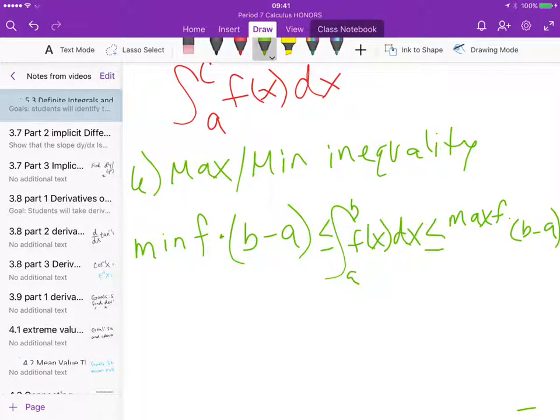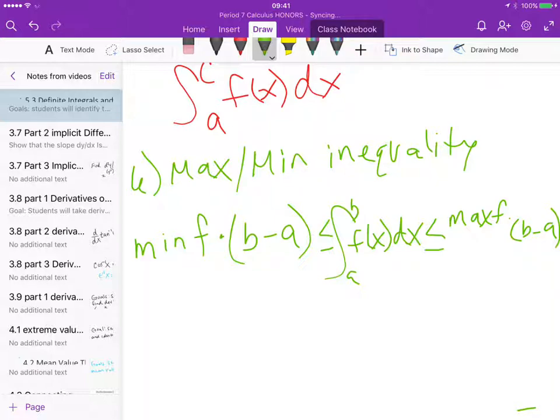Okay? So the minimum of f multiplied by your upper and lower limits is less than or equal to your integral of f from a to b, which is in turn less than your max of f multiplied by b minus a, which makes sense. I mean, you would have to think that the area under the curve is less than the maximum but greater than the minimum. It's kind of a common sense one that happens in there as well.